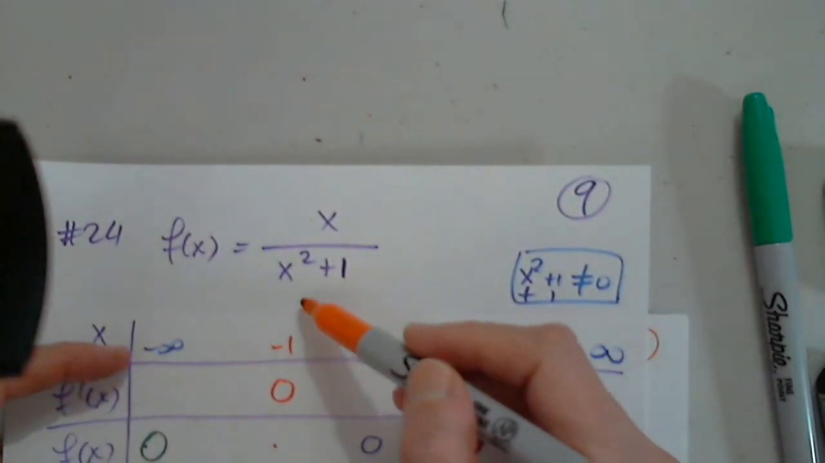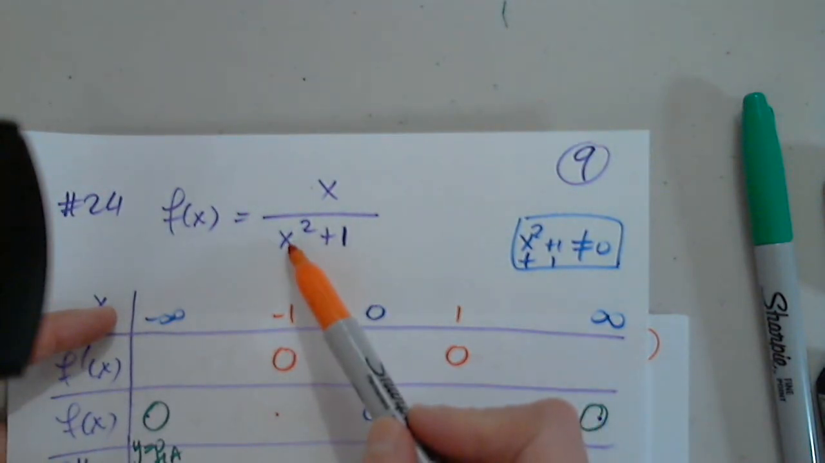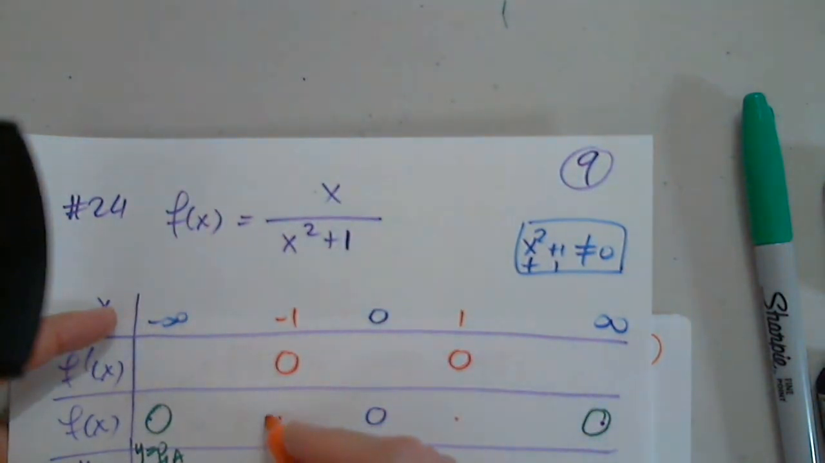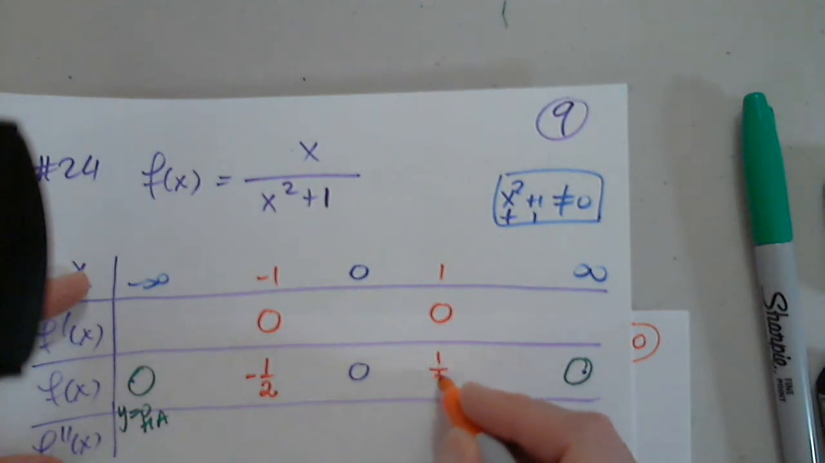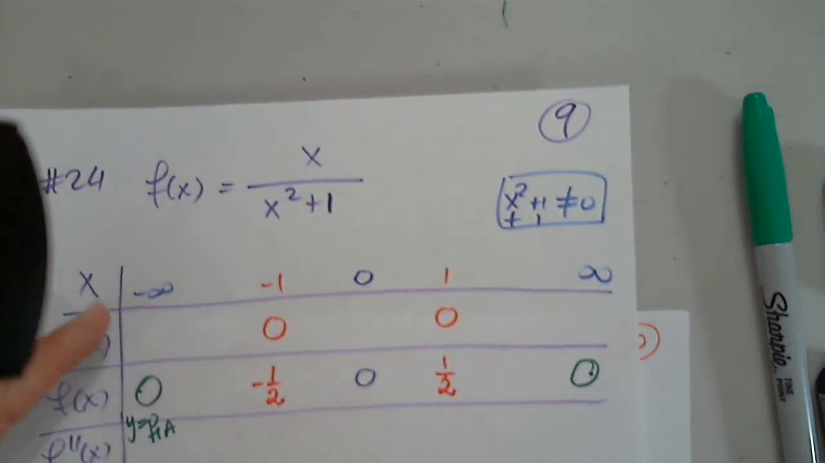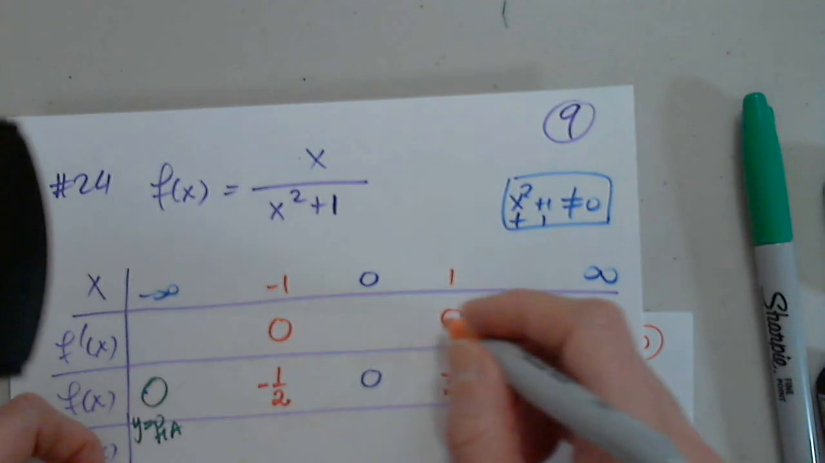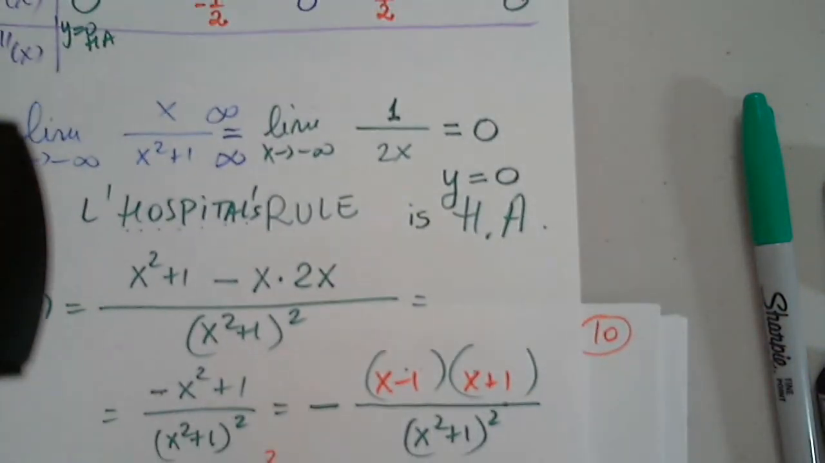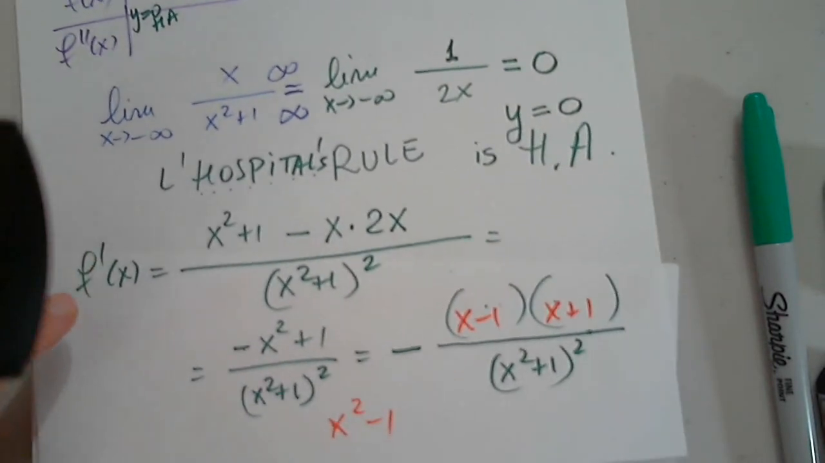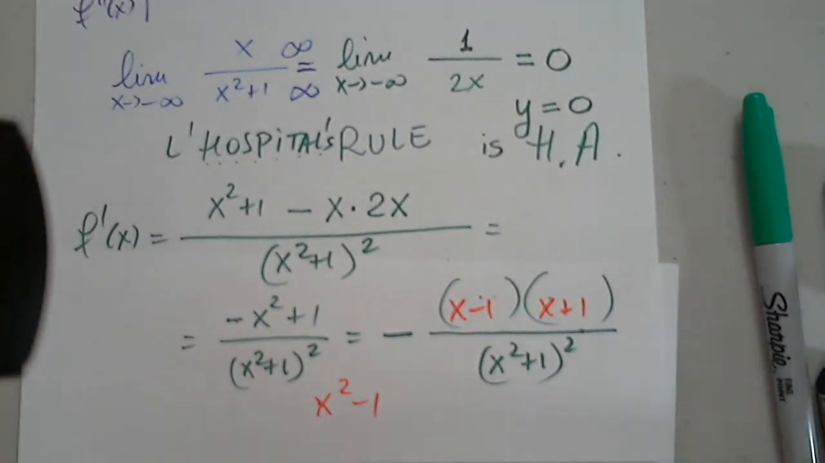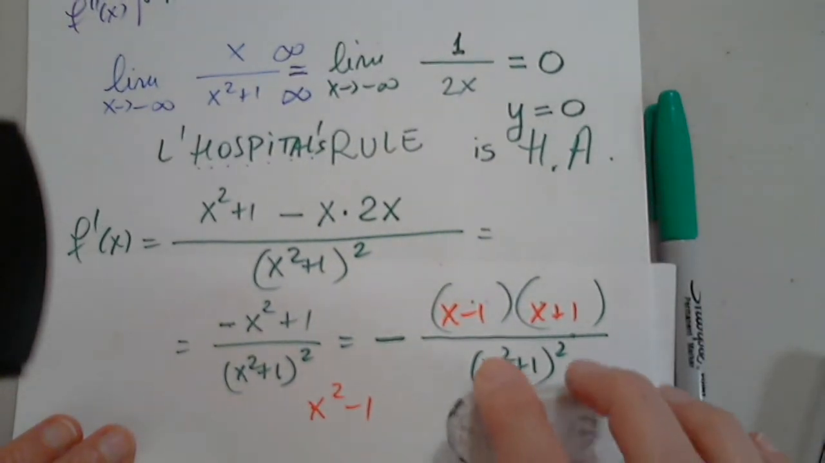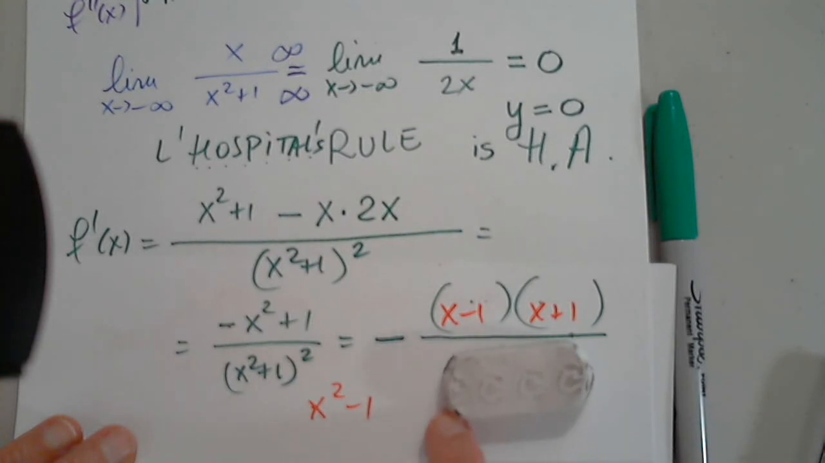So when I plug in negative 1, that's not difficult. Negative 1 squared is 1, 1 plus 1 is 2. The top is negative 1, negative 1/2. Same thing here, 1/2. Good. Now I need to study the sign of the derivative. Good, so let's continue. Where is my derivative? Right here. Which portion of the derivative am I not going to waste my time with? The denominator is always positive.